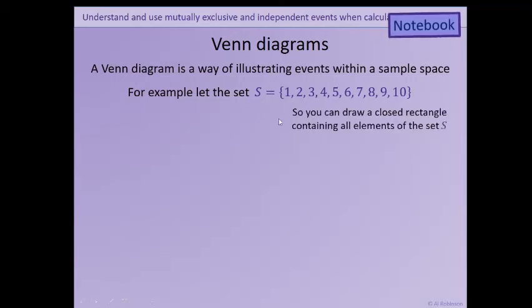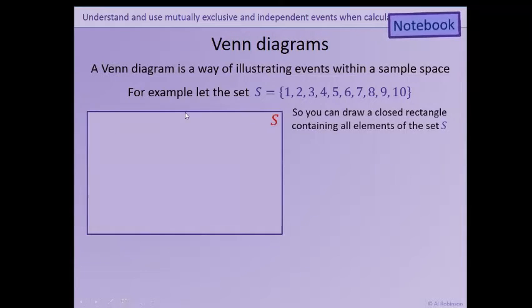Okay, so next. We draw a closed rectangle, which denotes everything within our universe that we're looking at. S denotes our set. Sometimes we use epsilon to denote this, which is a little symbol, epsilon with the little curly tail, okay.